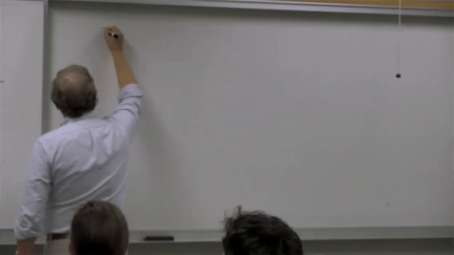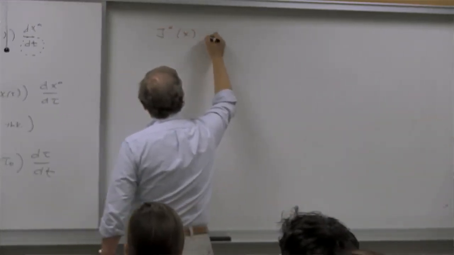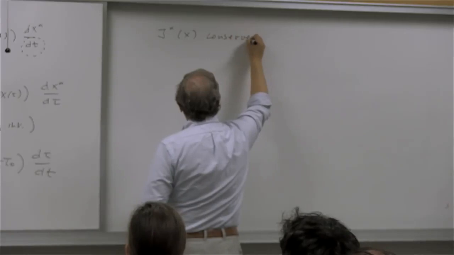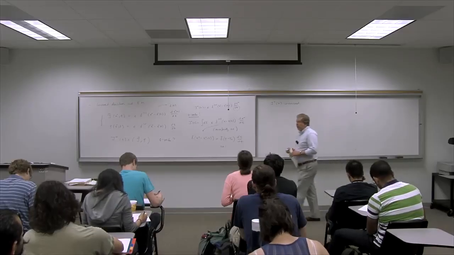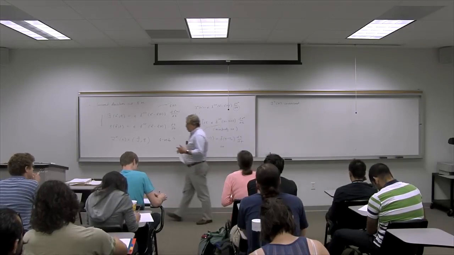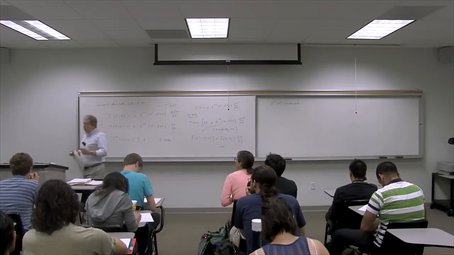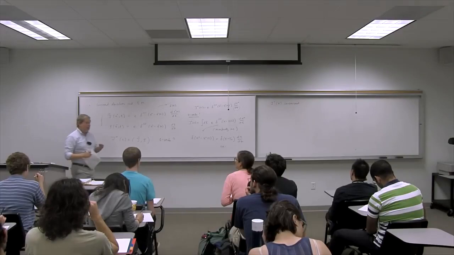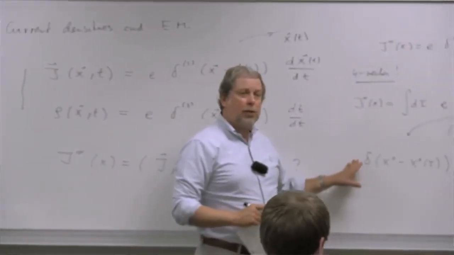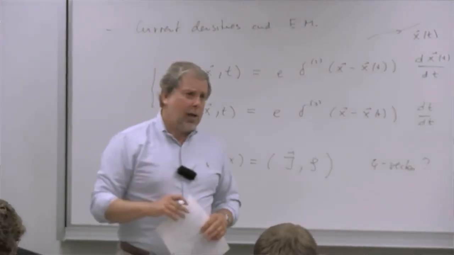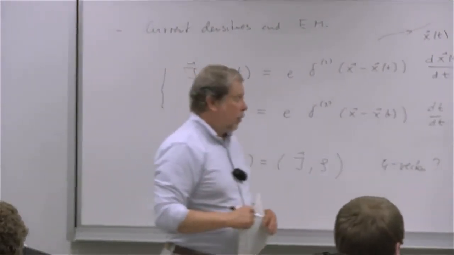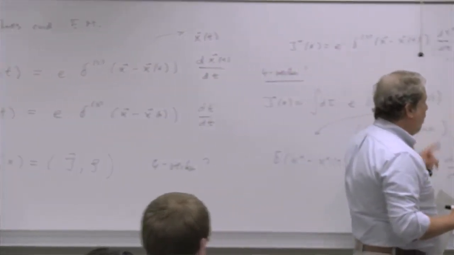So J alpha of x is conserved. The reason why we do these things in a little bit of detail is because the same procedure is going to be followed in just a little bit when we do the energy momentum tensor. We're going to do exactly the same kind of steps. And at that point, I will just say you proceed in the same way as you did for the charge and current density by doing this kind of manipulation.